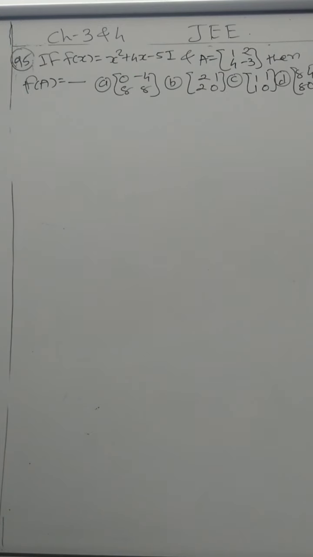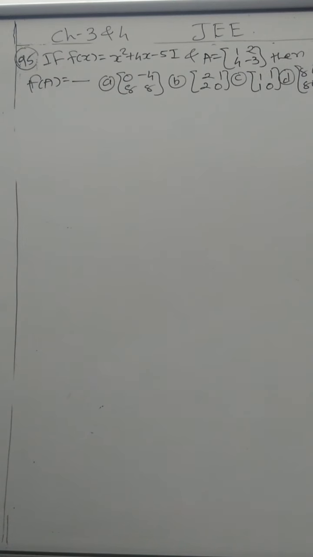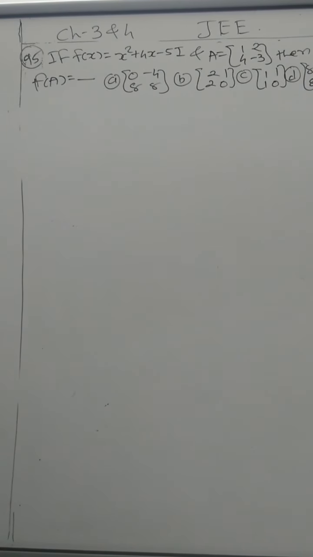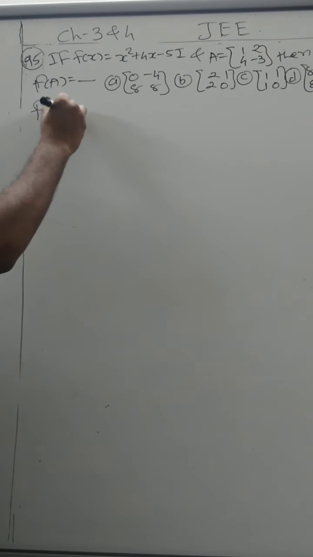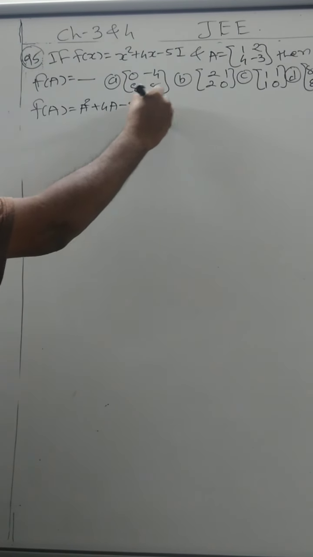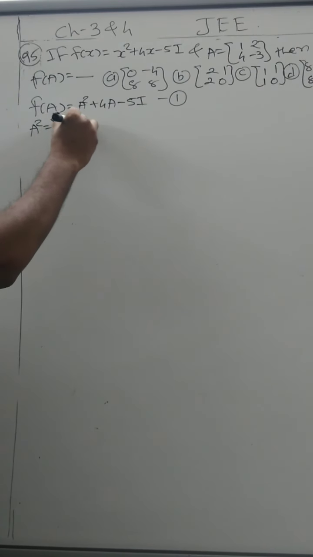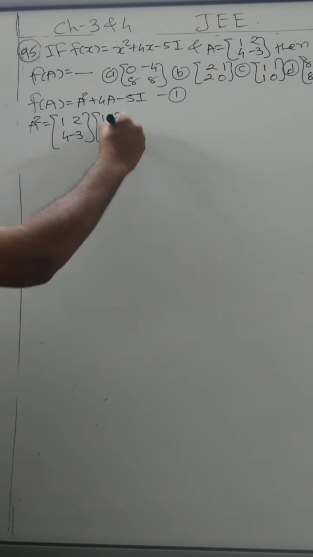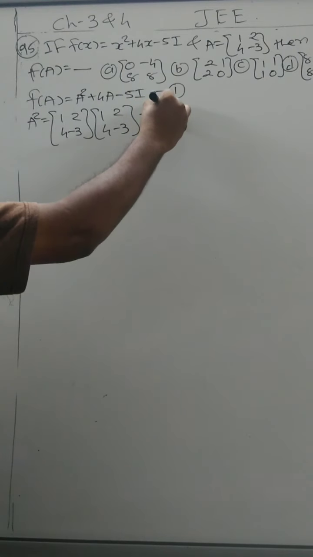95. If f(x) equal to x square plus 4x minus 5, and A equal to [1, 2; 4, -3], then f(A) equal to dash. So here first f(A) is equal to A square plus 4A minus 5I. Right? This is our first result. So first of all we find A square. [1, 2; 4, -3] times [1, 2; 4, -3]. So we get first is 1 plus 8, 9.